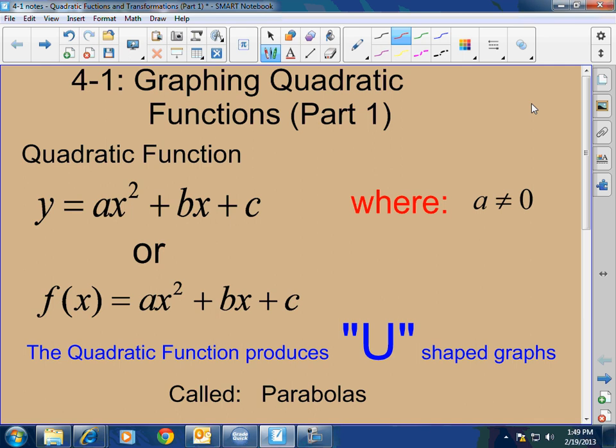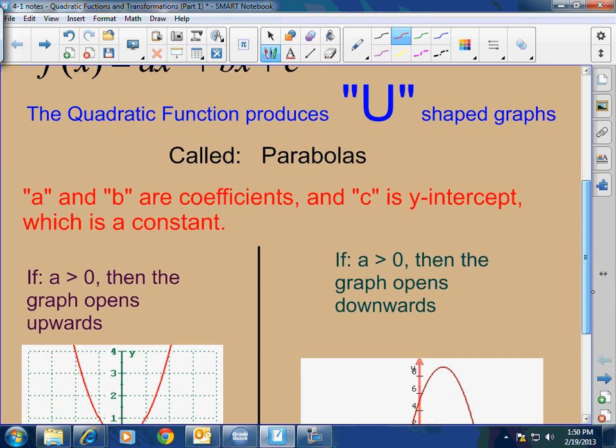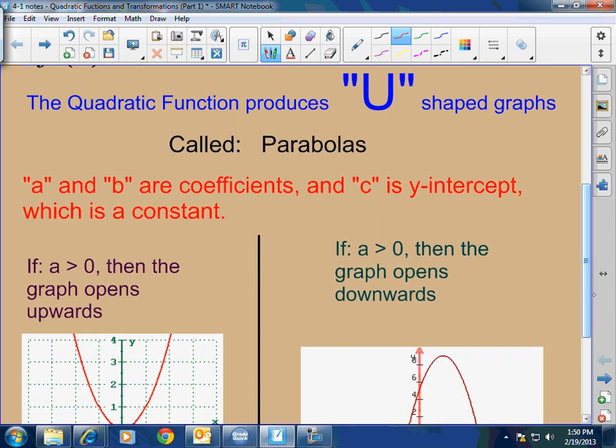Now, the quadratic function produces U-shaped graphs. And these U-shaped graphs are called parabolas. Okay? Now, the a and the b are called coefficients because they are being multiplied to a variable. The c is the y-intercept. Okay? And this y-intercept is a constant.